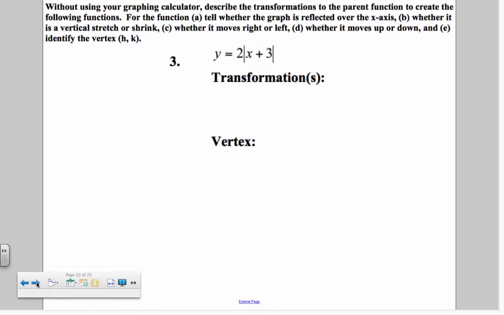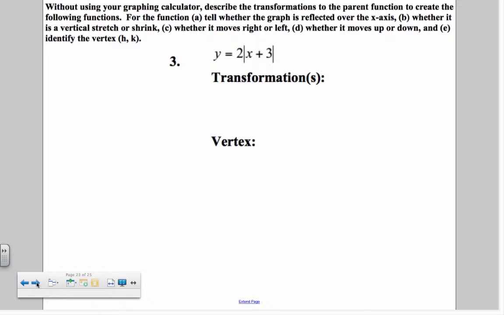the following functions. For the function A, tell whether the graph is reflected over the x-axis. B, whether it is a vertical stretch or shrink. C, whether it moves left or right. D, whether it moves up or down. And E, identify the vertex h, k.